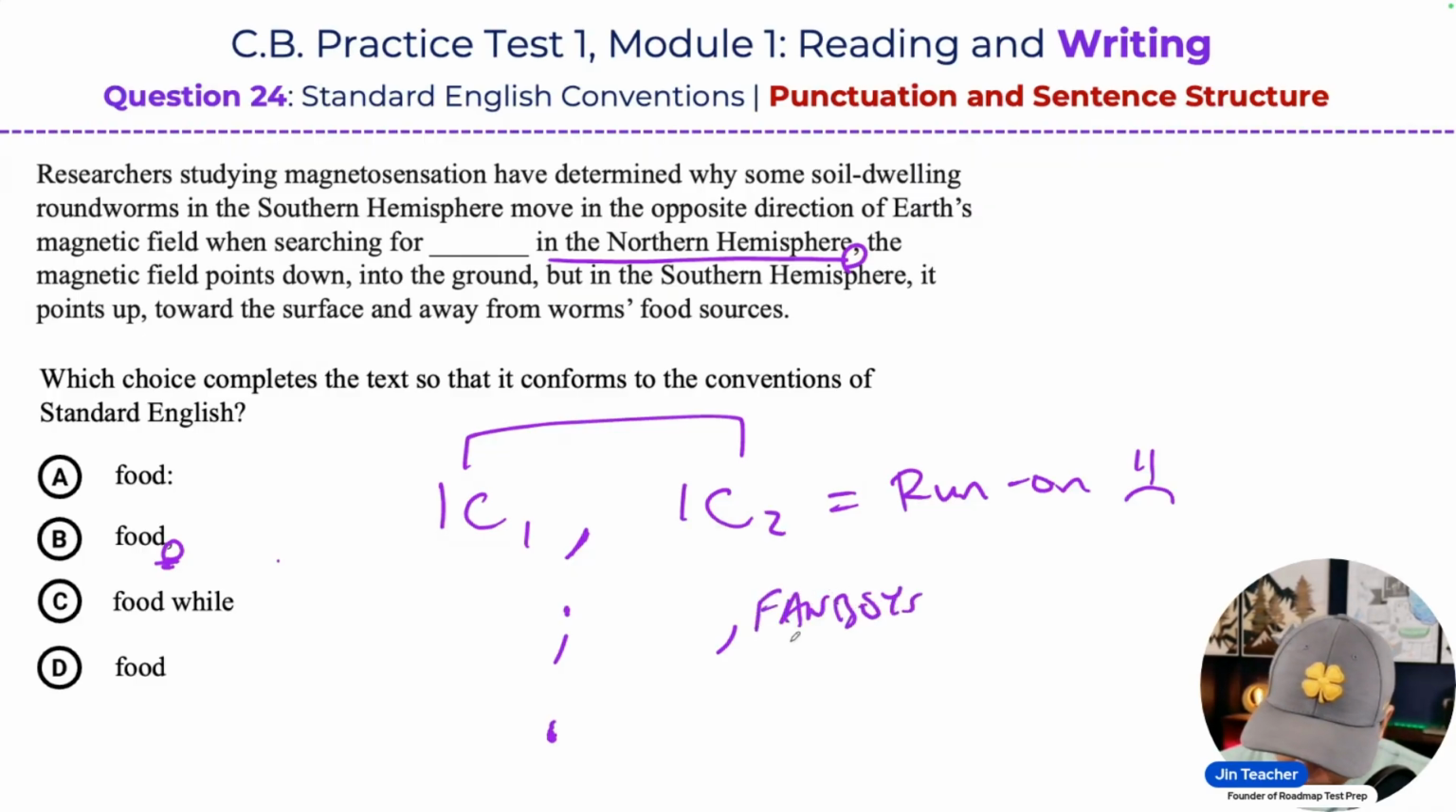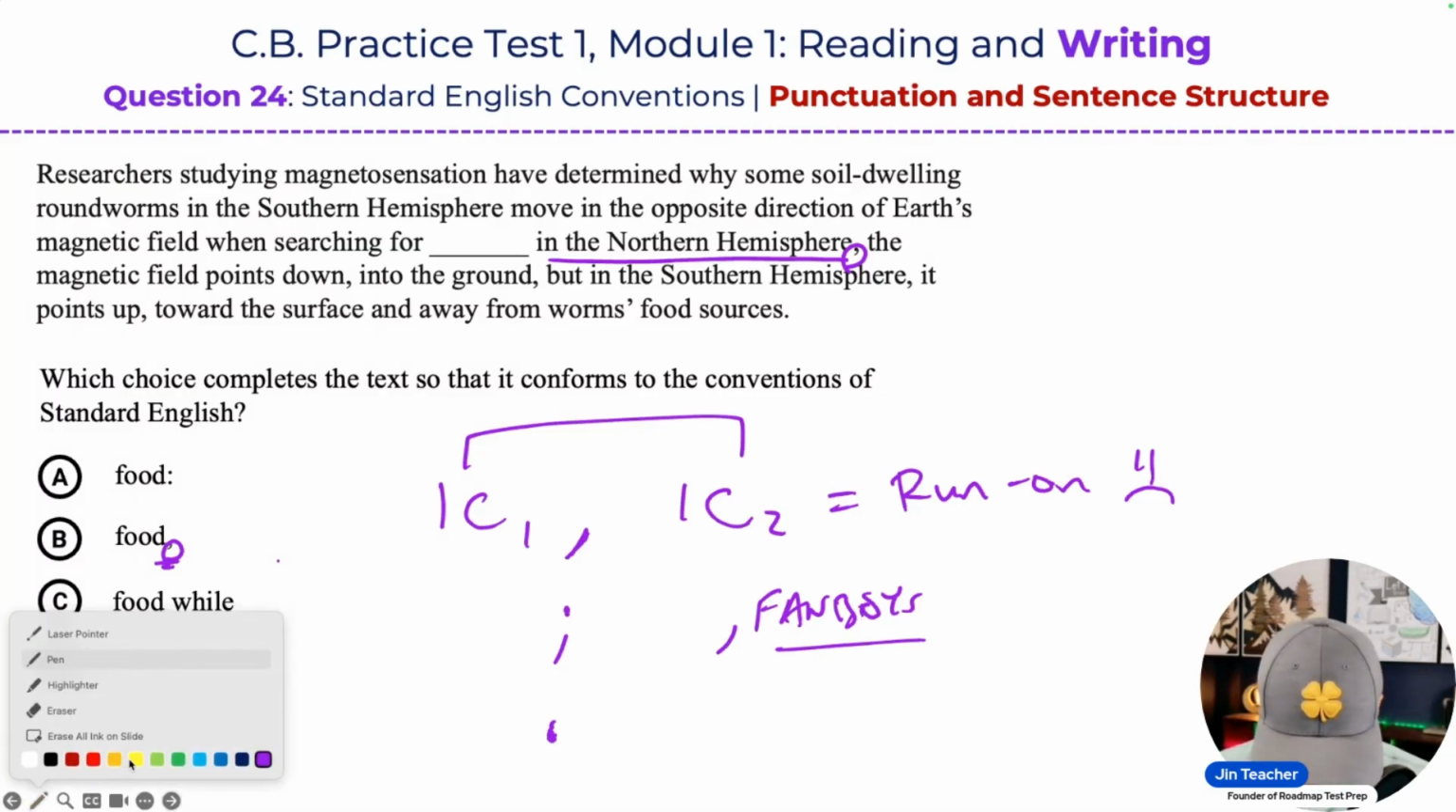A FANBOYS word is basically one of the 7 coordinating conjunctions in the English language, where each of the letters in the word FANBOYS represents one of the conjunctions. F stands for for, A stands for and, N stands for nor, B stands for but, O stands for or, Y stands for yet, S stands for so. So a comma and a FANBOYS word can be used to correctly separate 2 independent clauses, right? But we don't have that here.